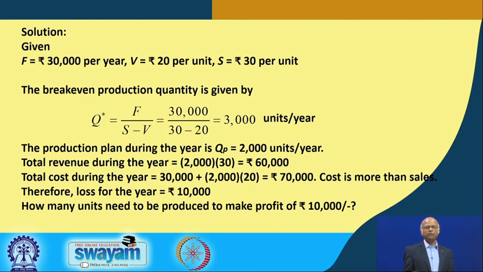What is the loss? You estimate the total cost and the total sales. Sales minus cost is the profit or loss. Here, if it is 2000 units, sales is 2000 multiplied by 30, which is 60,000. What is the total cost? Fixed cost is 30,000 plus variable cost is 20 multiplied by 2000, which is 40,000. 40 plus 30 is 70,000. So, 70,000 is the cost, 60,000 is the sales, 10,000 rupees is the loss.